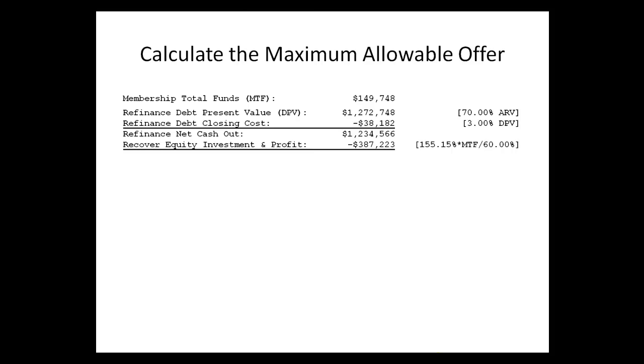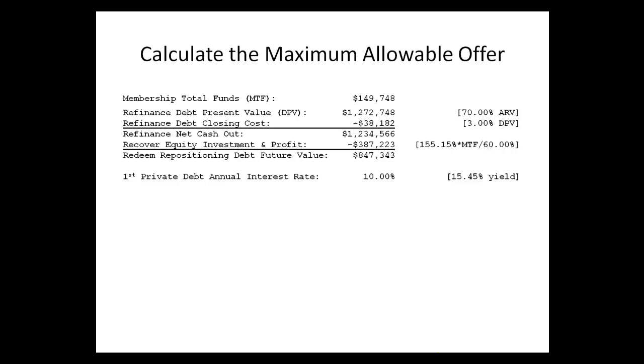This is calculated as 155.15% times the membership total funds divided by the ownership equity of the investors. They will own 60% of the property. The syndicator will retain 40% ownership as part of the syndicator's compensation. Therefore, to return 155% to the investors, we multiply the MTF by that percentage and then divide it by the ownership percentage. Once we subtract that number, we have what's left over to redeem the repositioning debt future value. This is the balloon payment due to the private lender in 12 months.